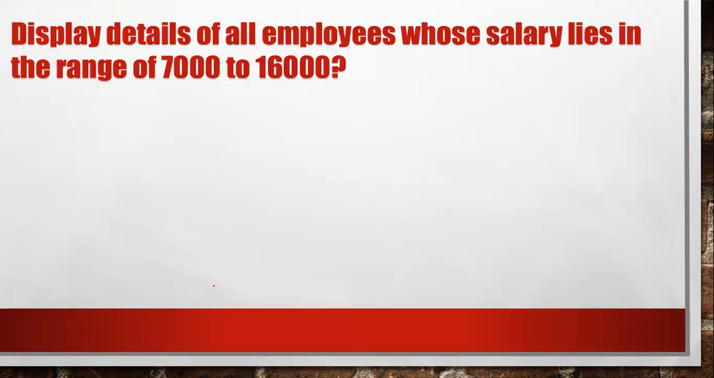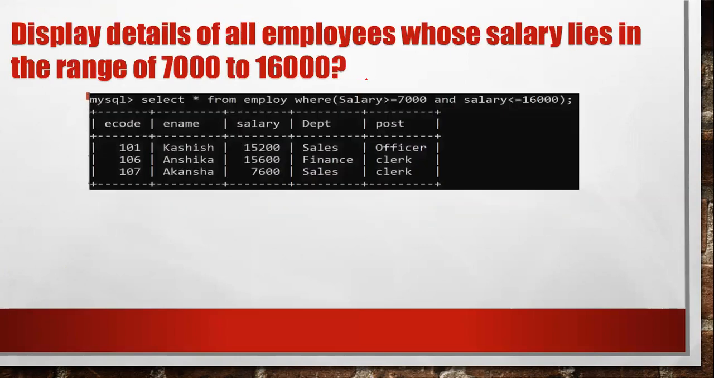Suppose the question is the same, that we want to display details of those employees whose salary lies in the range of 7,000 to 16,000. Suppose we have written it like this: select star. Why star? Because it says details, so obviously we have to show all the details. So select star from employee where salary is greater than equal to 7,000 and salary is less than equal to 16,000.